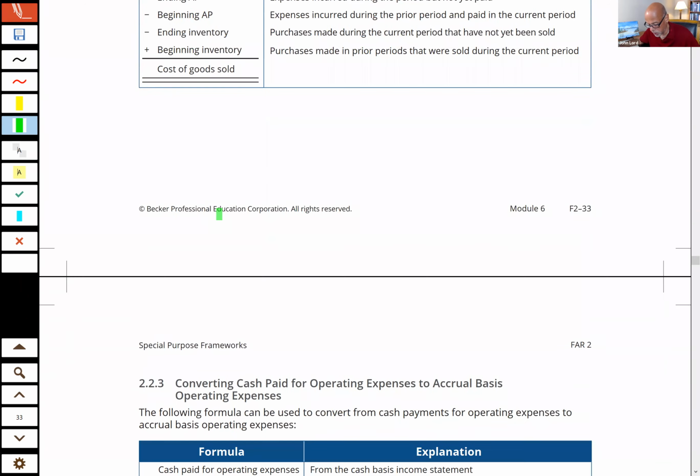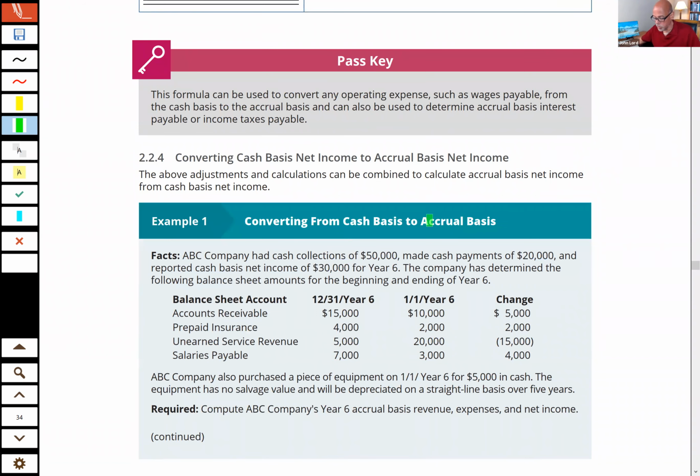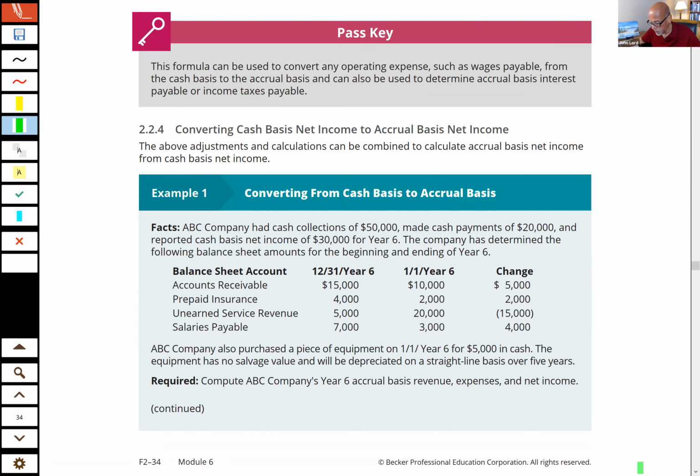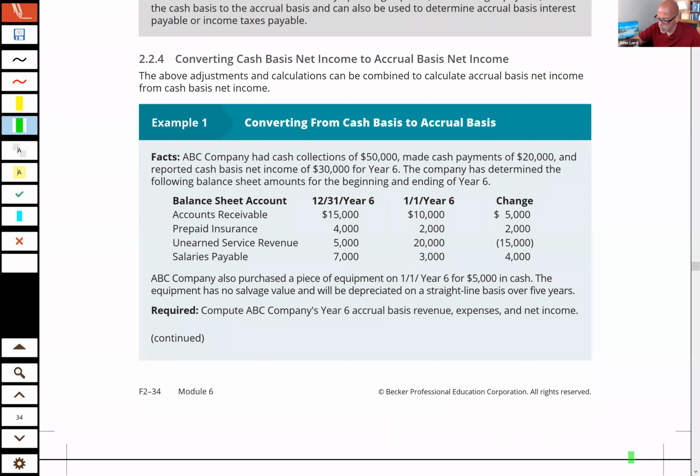I'll talk about cost of goods sold and expenses in a minute, but I want to go straight to this one, which is related to net income. I gave you the approach for revenue, which I'm passing by, because it works the same way as net income. Let's practice what I just said on the flashcard. They give me the cash basis net income, and they tell me to do it for revenue, expenses, and net income.